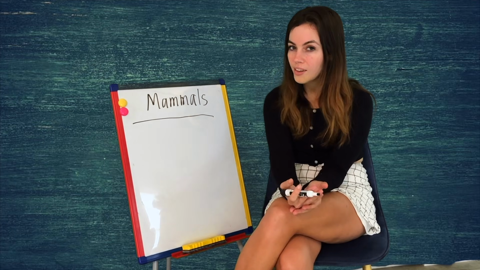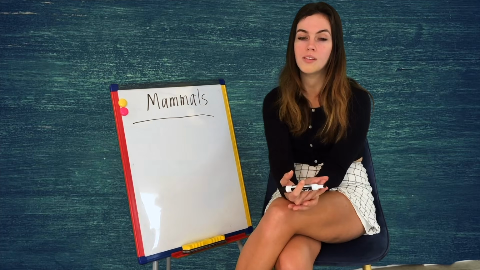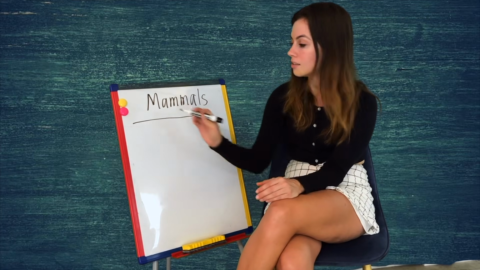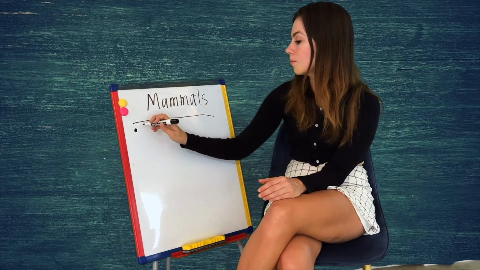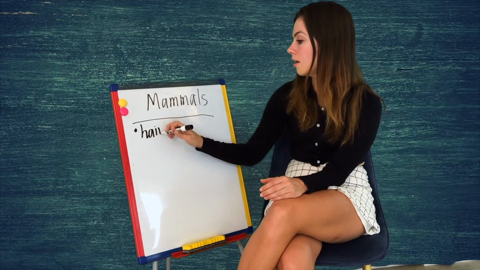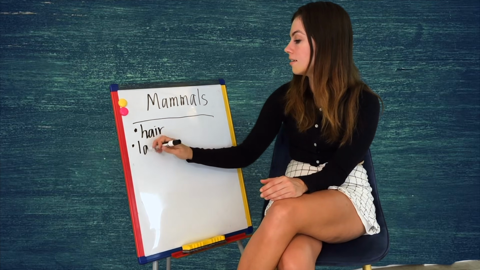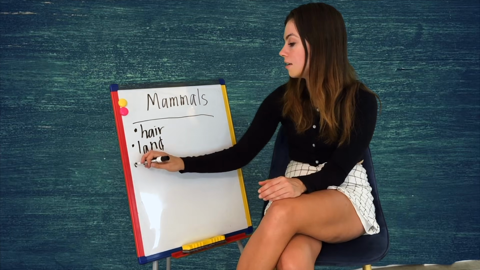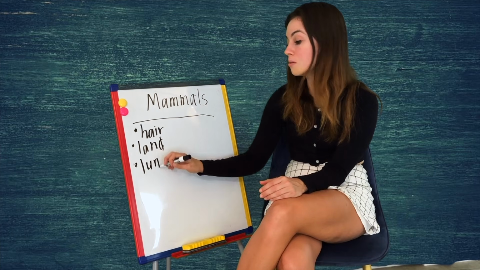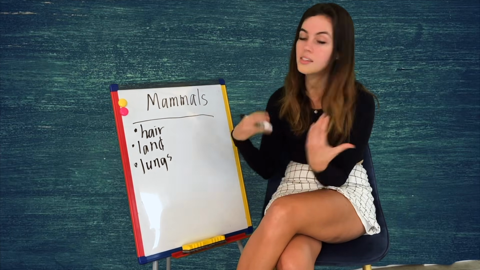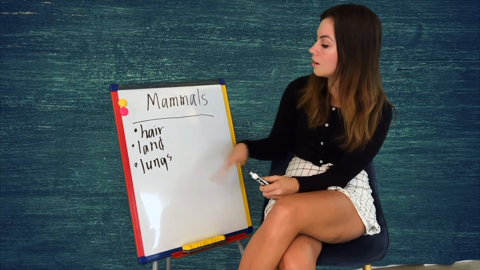So mammals have hair for warmth and most live on land and breathe with lungs. So hair, land, and lungs, most. So those are kind of the typical features seen in all mammals.